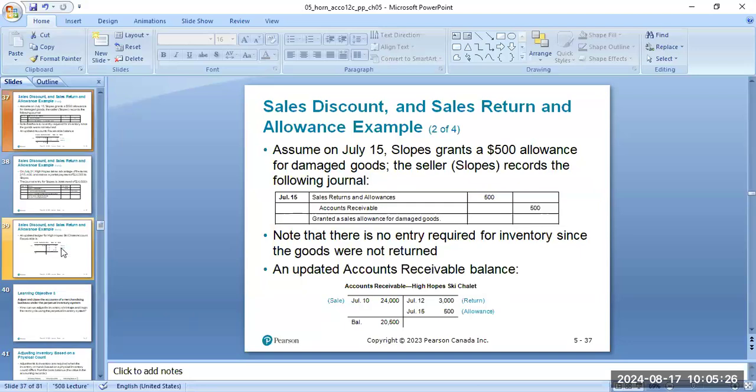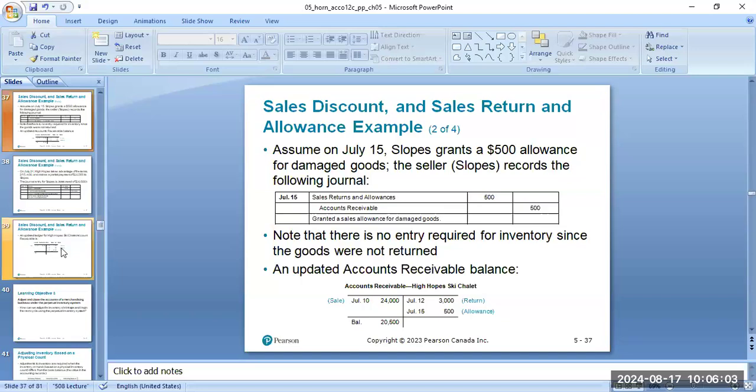On July 15th, the buyer called us and told us that the goods are damaged, but he wants to keep the goods. He's asking for an allowance, and we decided to give him a $500 allowance. What that means is that his accounts receivable is going to go down. So our accounts receivable, or his accounts payable, is going to go down by an additional $500.